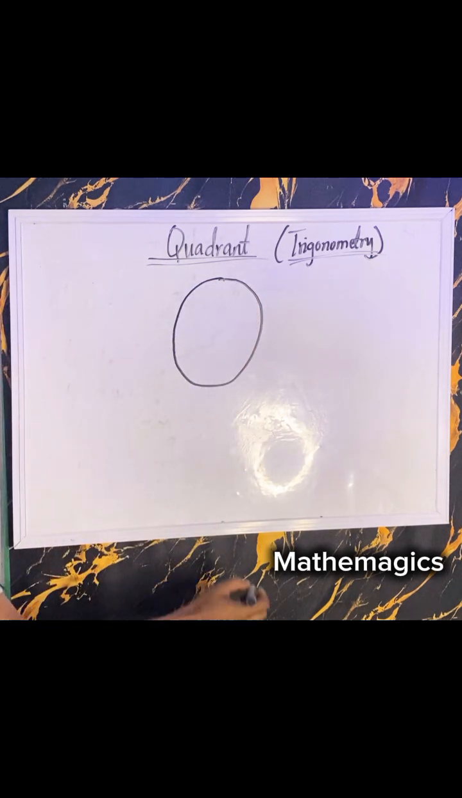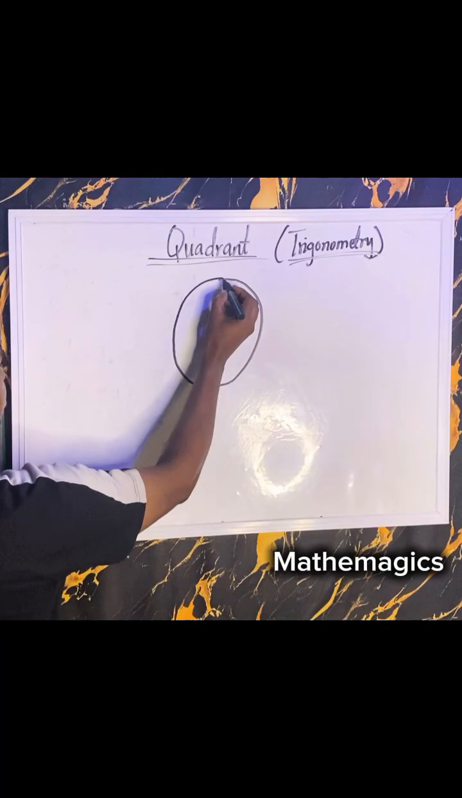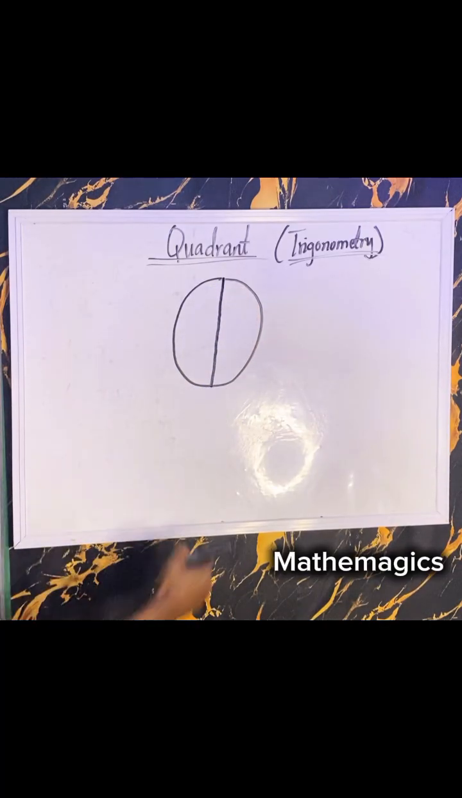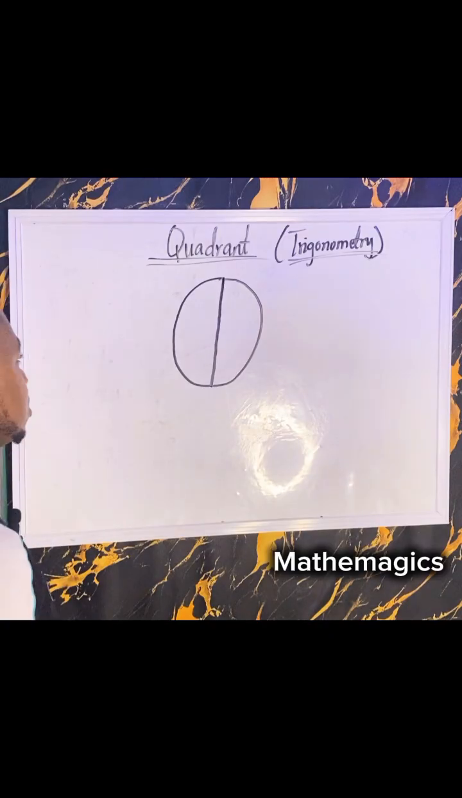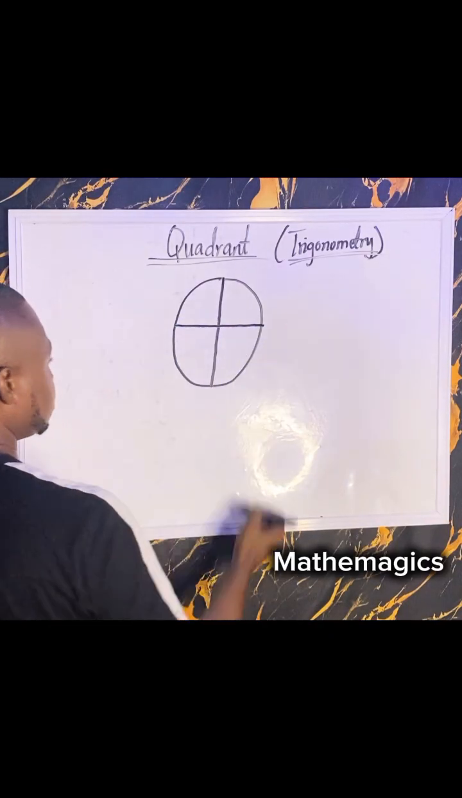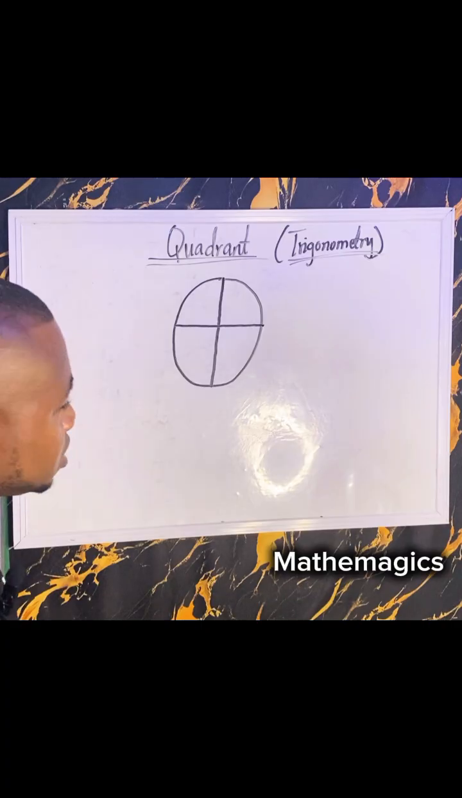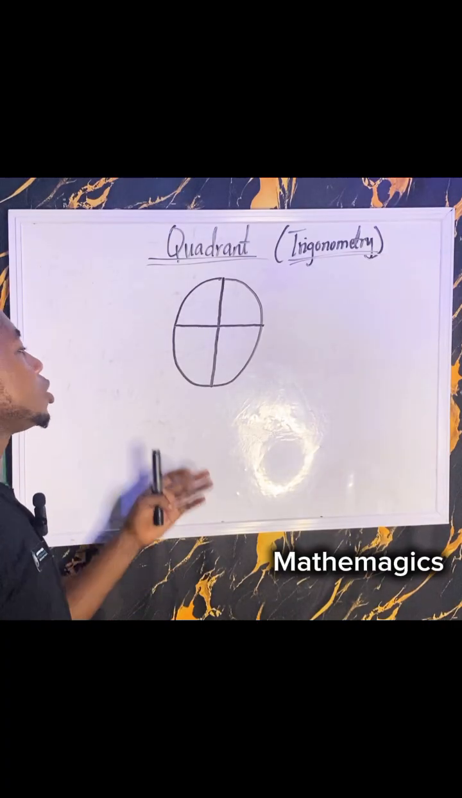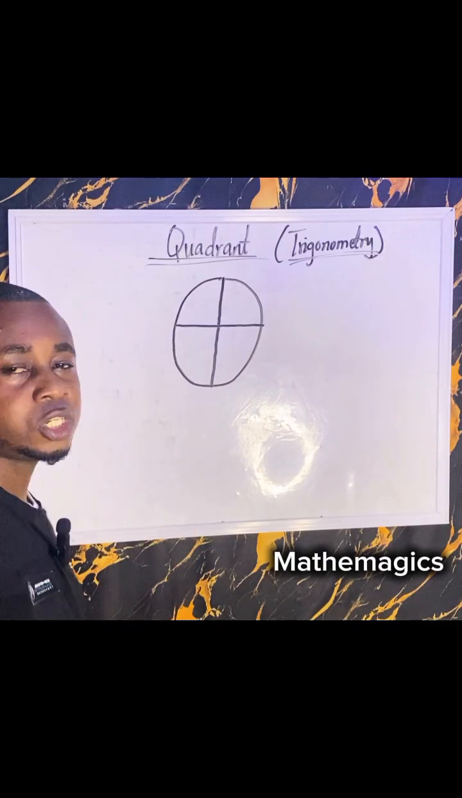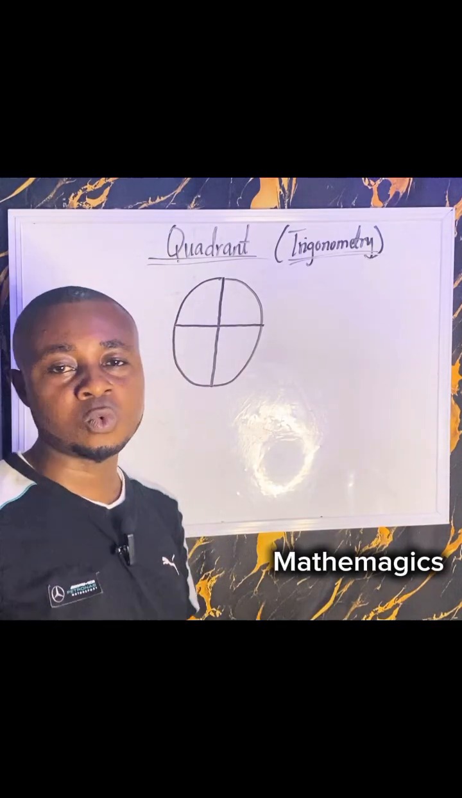this is a circle given, then we have the vertical line which denotes the what? Y-axis. Then we have the horizontal line that denotes that of the x-axis. In trigonometric quadrant, it moves in anti-clockwise direction, which the Americans call counterclockwise.